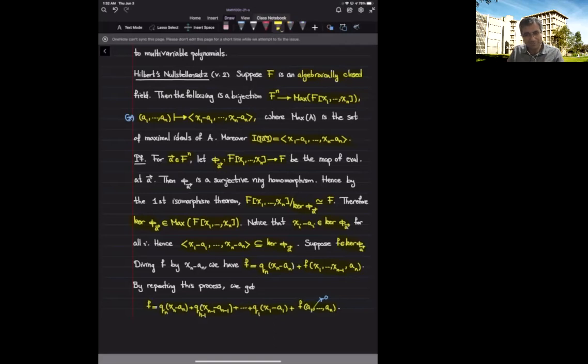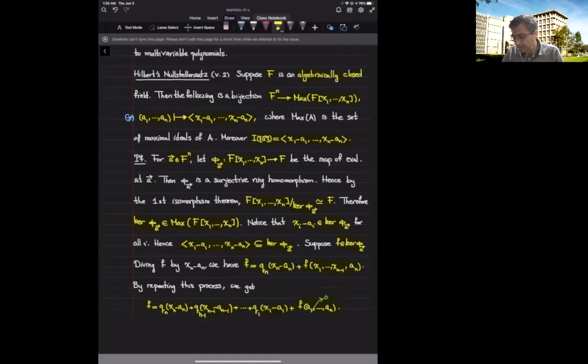That means I'm assuming the evaluation of f at a is actually 0, which means this term disappears, and I end up getting that f is in the ideal generated by x sub n minus a sub n, x sub n minus 1 minus a sub n minus 1, ..., x1 minus a sub 1. So that shows equality of these two ideals.